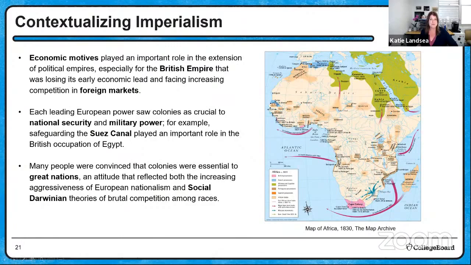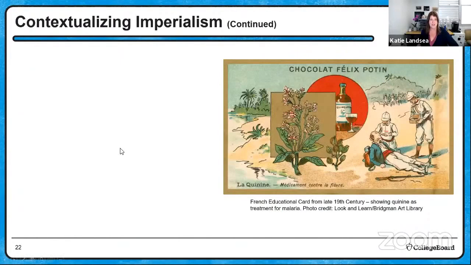Many people were also convinced, because of ideologies going on during this time, that colonies are essential for great nations. We see this attitude reflecting the increasing aggressiveness of European nationalism and these ideas of social Darwinism. There's a whole AP daily video on social Darwinism and its impact and how it really fosters this brutal competition among races that we see, particularly in Africa.